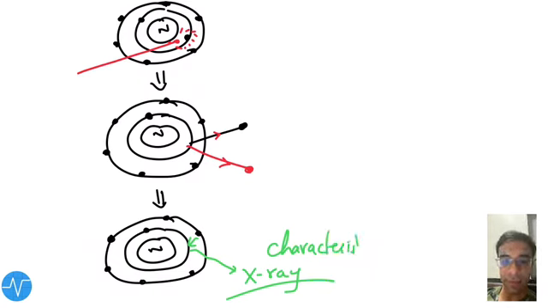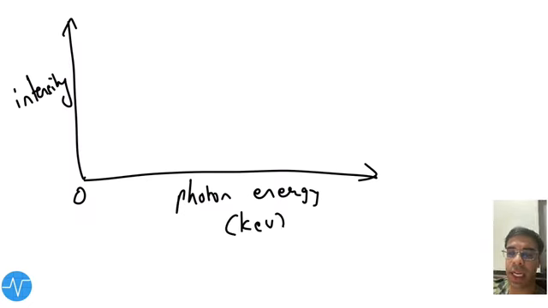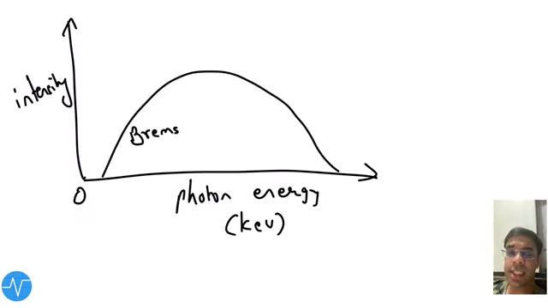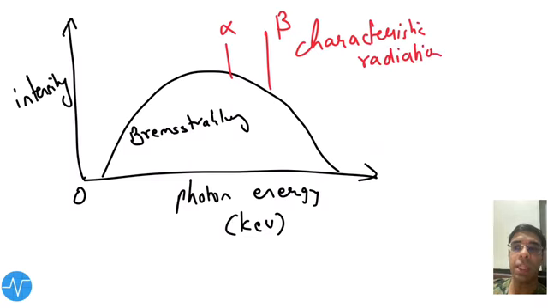Now let us draw the graph. On one axis is intensity and on the other is the photon energy in kilo electron volt. Since I already told you that Bremsstrahlung X-rays have variation, it will be a curve, whereas a characteristic X-ray will only be a single photon energy, therefore only one line, alpha and beta.